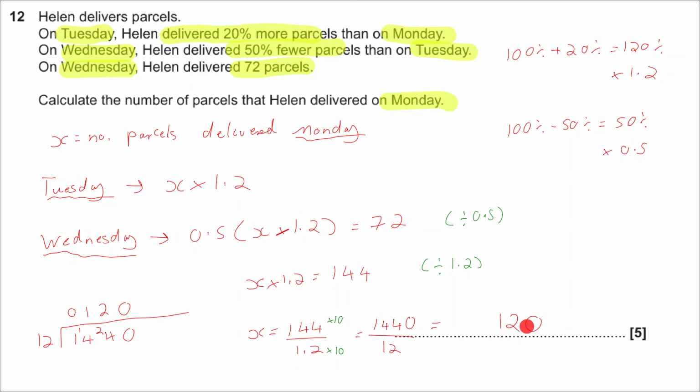Sorry, x is equal to 120, and x is the number of parcels on Monday. So hopefully, I haven't misunderstood something there. Question 12, it is 120. So this is your answer. Okay, good. 5 marks in the bank.